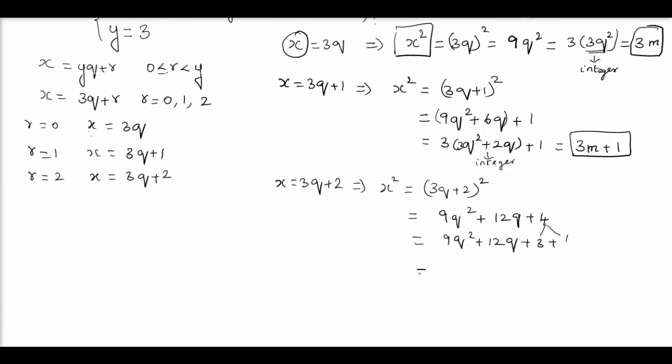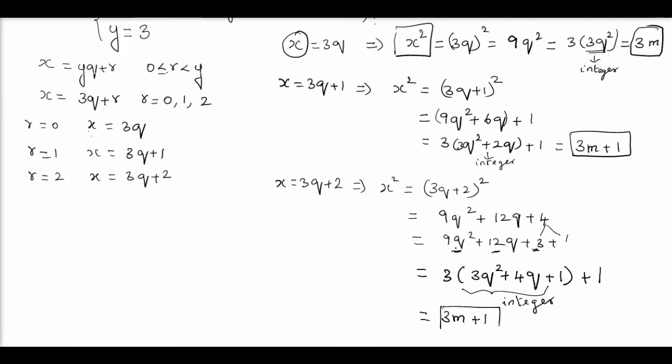So that I can take 3 common outside from the first 3 terms. So first term 9q square, when we take 3 outside it is 3q square. The second term is 12q, it reduces to 4q. And the third term will be plus 1. Plus the other one, the remaining 1. Now here again this is going to be an integer value and let me denote it by the symbol m. So I have expressed x square is of the form 3m plus 1.